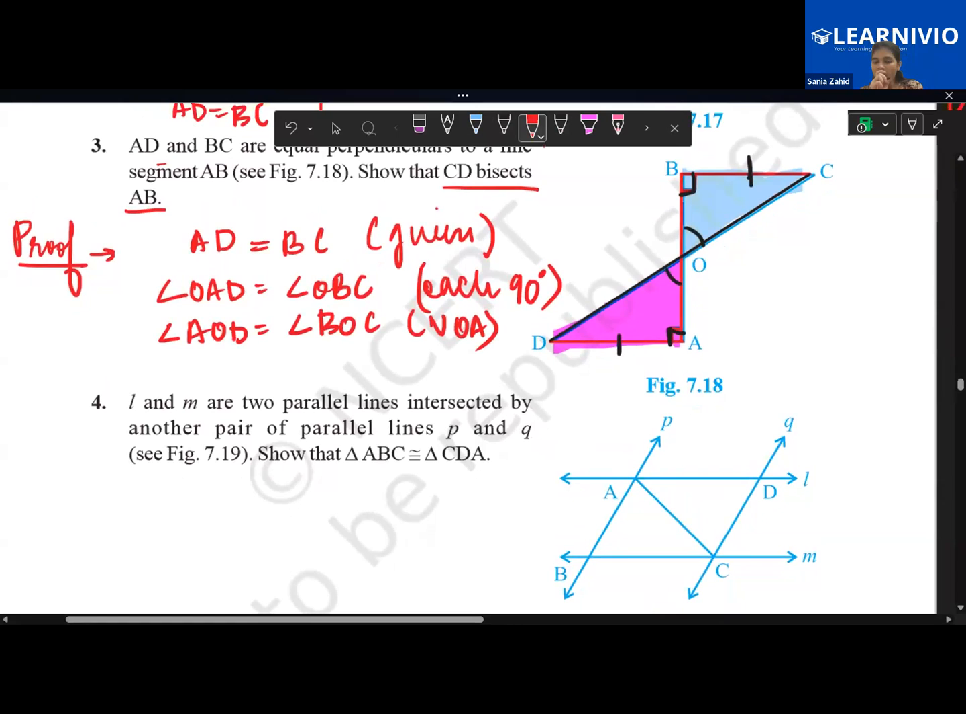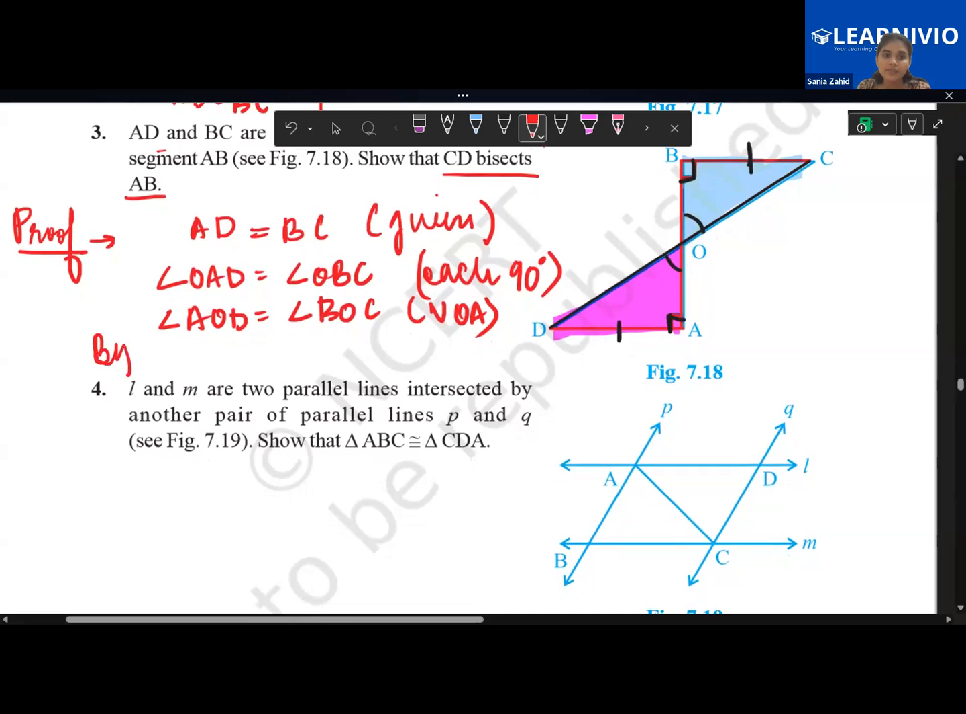SAS. Vertically opposite. Not SAS. We don't have AAS. By angle, angle, side. Do not write this as SAA. That is not given in your textbook. That is not an identity. We call it AAS only.